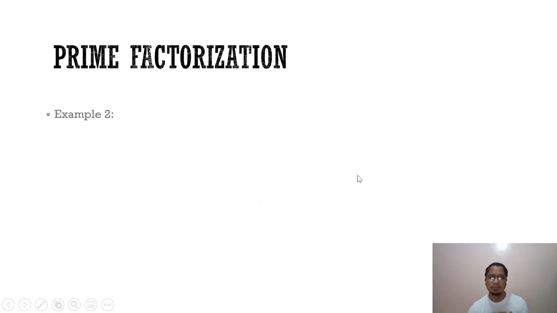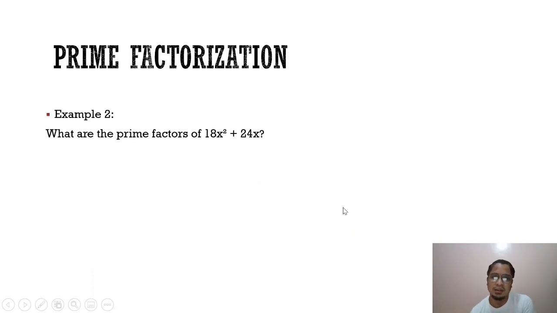Let's have another one. Example number 2. This time around, I have put variables. What are the prime factors of 18x squared plus 24x? Again, write it down first, and then let's try to break it down. Dalawang arrow. Kung mapapansin natin, parehas silang may x. So, pwede nating ibukod. Yung 18 at saka yung 24, pwede rin nating kuhanan ng common factor sa kanila. That will be 6. Yung matitira, 3x plus 4.